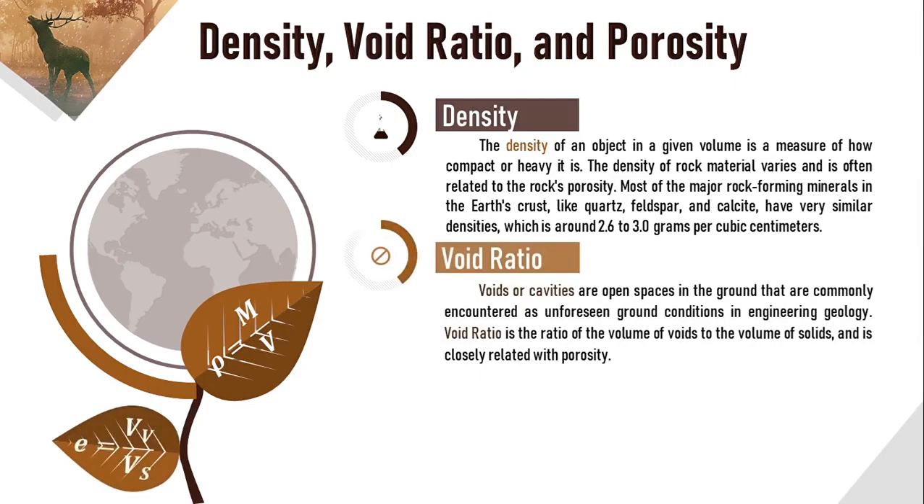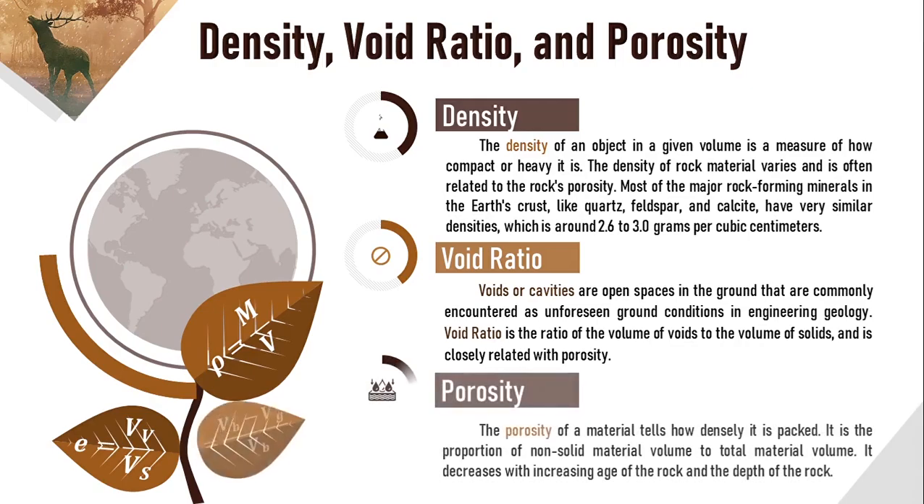Voids or cavities are open spaces in the ground that are commonly encountered as unforeseen ground conditions in engineering geology. Void ratio is the ratio of the volume of voids to the volume of solids and is closely related with porosity. The porosity of a material tells how densely it is packed. It is the proportion of non-solid material volume to total material volume. It decreases with increasing age of the rock and the depth of the rock.